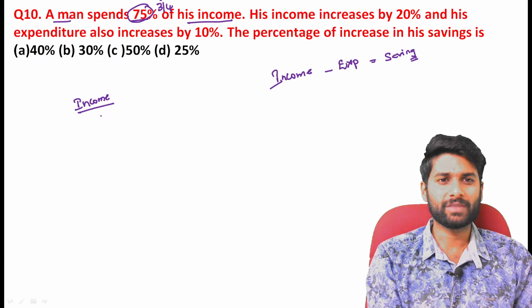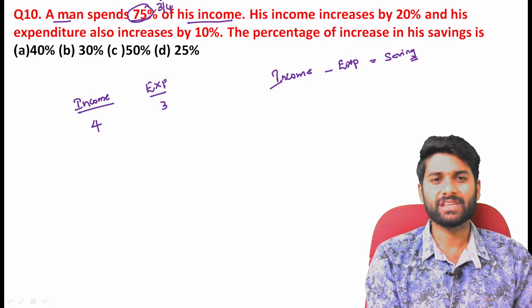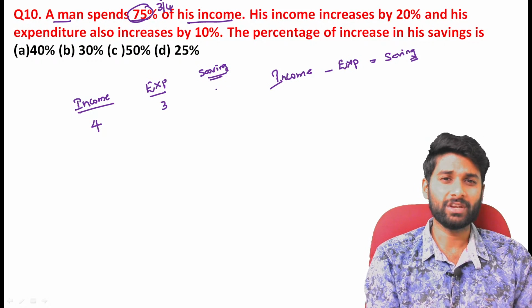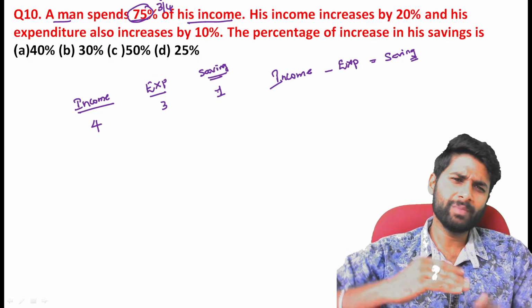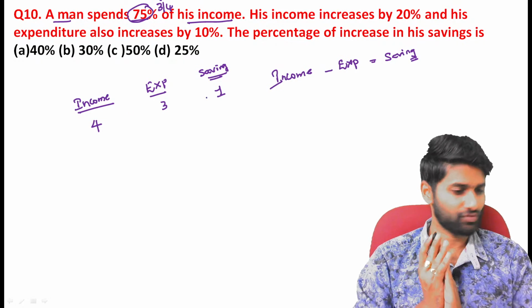Now I just assume the value of income is 4 units. A man spends, meaning expenditure, 3 units. If they are getting 4 units and spending 3 units, their savings is only 1 unit. You can assume any value, but whatever the assumption, it must satisfy the ratio of 4 is to 3 is to 1.